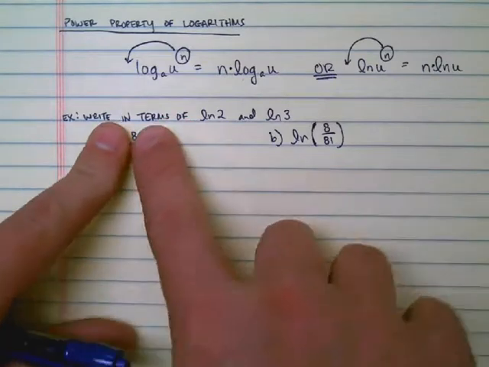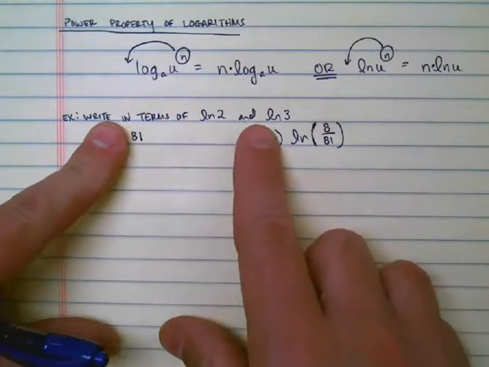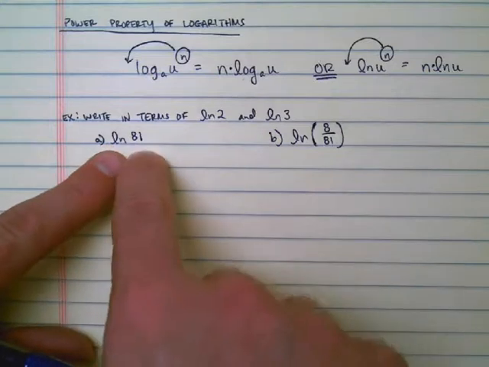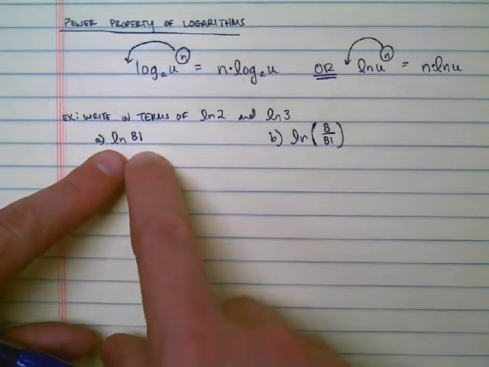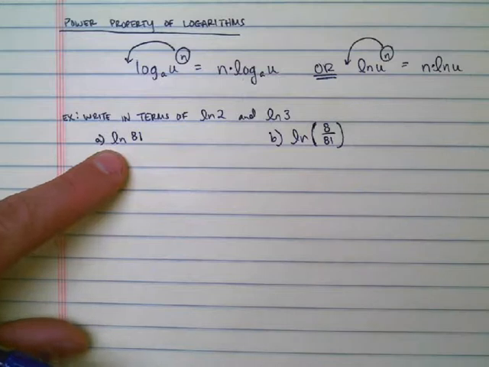So, a typical problem you might see in the math book is going to say something like this: write this in terms of natural log of 2 and natural log of 3. And they'll give you something like this: natural log of 81. So I'm trying to figure out how I can combine 2's and 3's in order to get an 81.